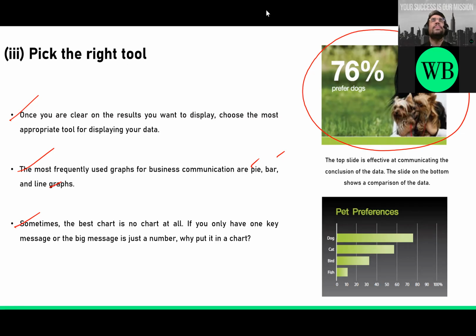That's one thing. Number two, the more data, the more irrelevant information you put in, the more scope for irrelevant questions to come up from your audience, right? So you want to be very careful about what you put into your presentation.